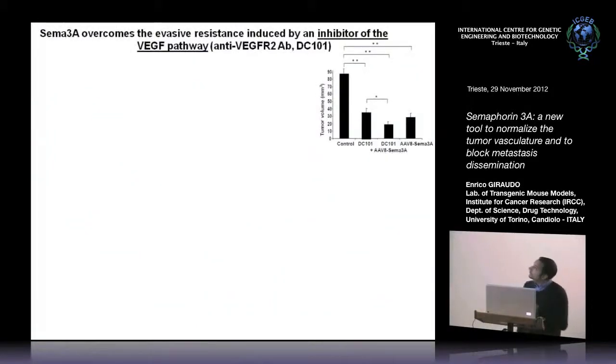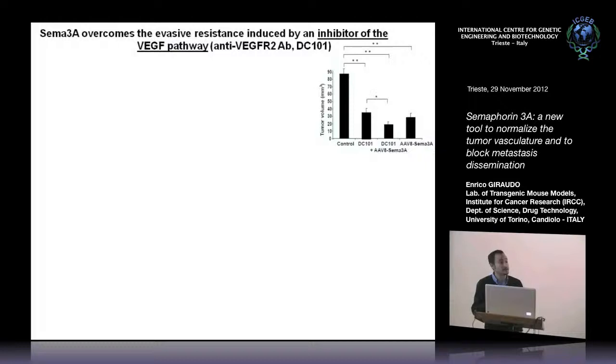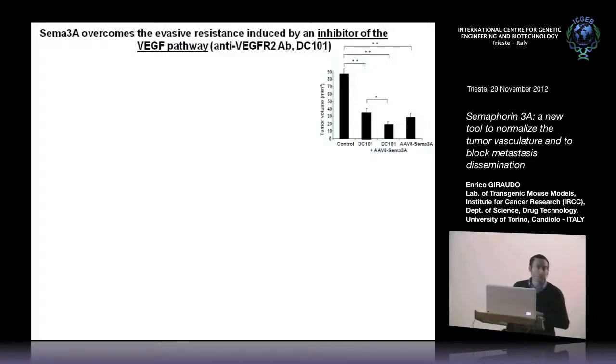Another example: CIMA-3A is able not only to overcome the resistance induced by a dirty anti-angiogenic drug, sunitinib, which is a drug that blocks several pathways. We also observed that CIMA-3A is able to overcome the resistance induced by an inhibitor of the VEGF-specific pathway, an antibody that blocks VEGF receptor 2, called DC101.